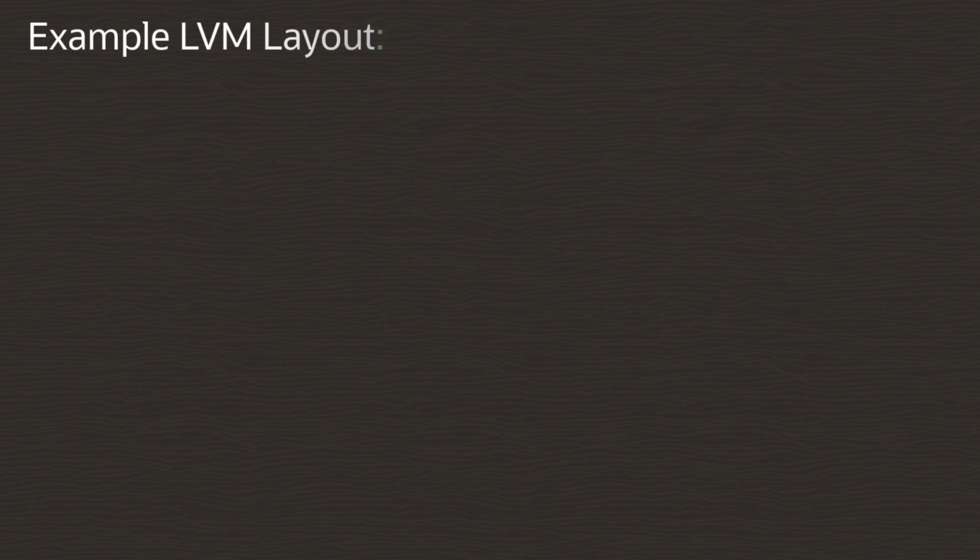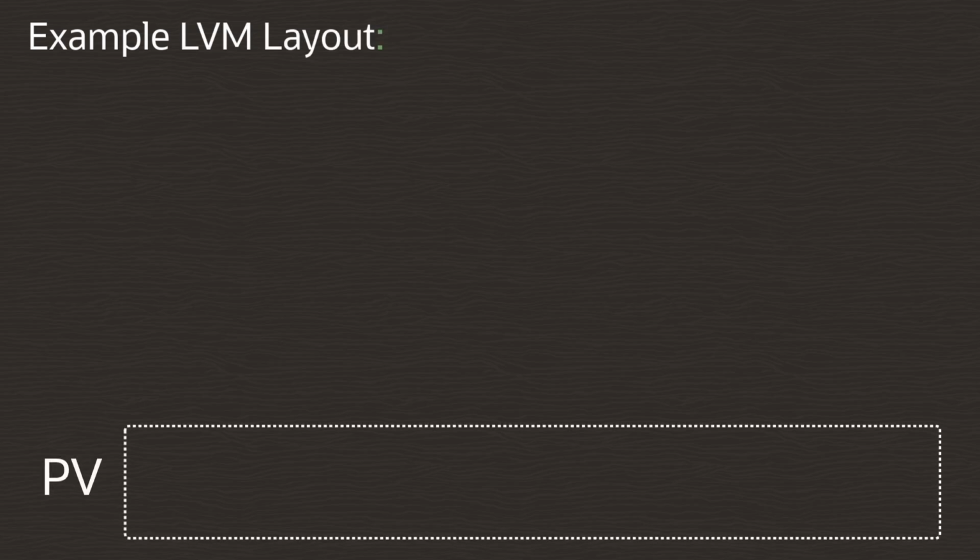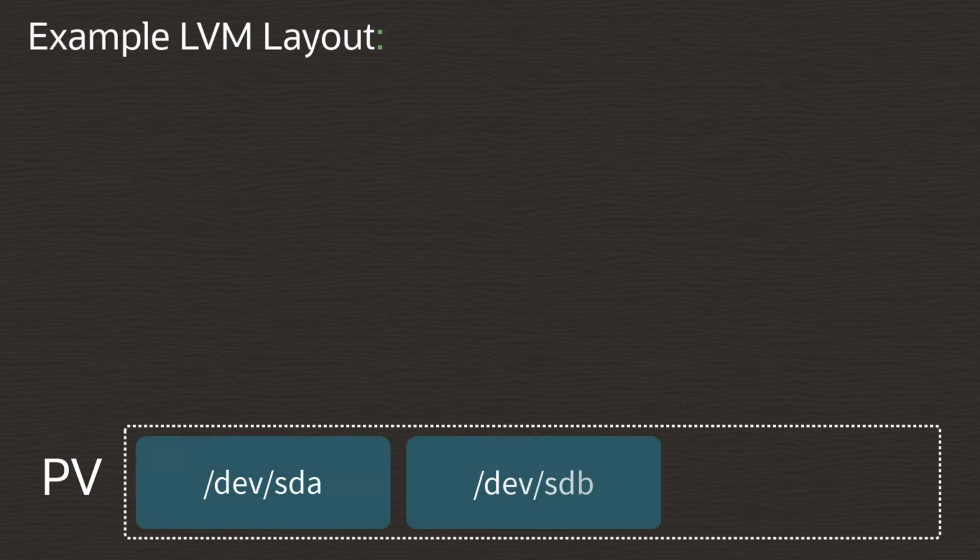LVM consists of 4 layers. At the bottom layer, you have the physical volumes, PV, such as /dev/sda, /dev/sdb, and /dev/sdc. These are physical disks attached to the system.